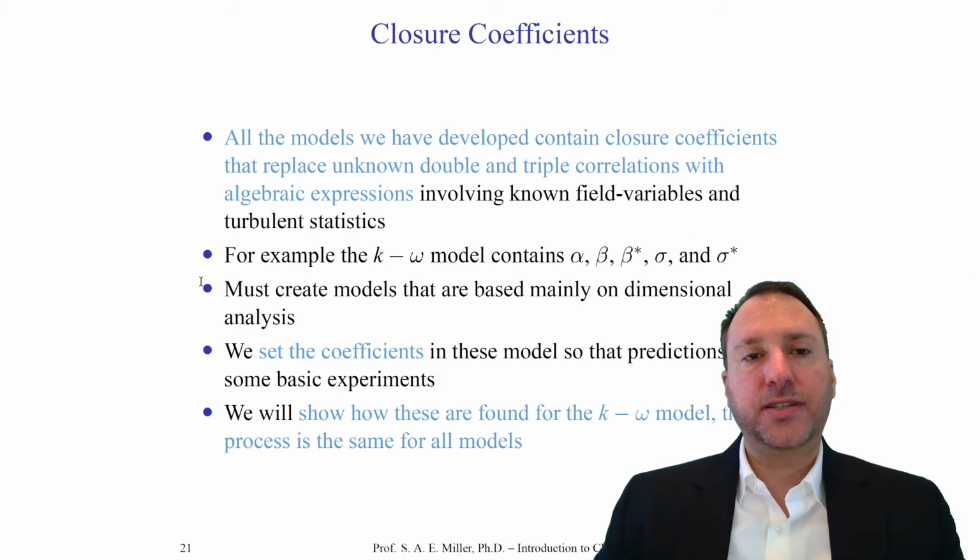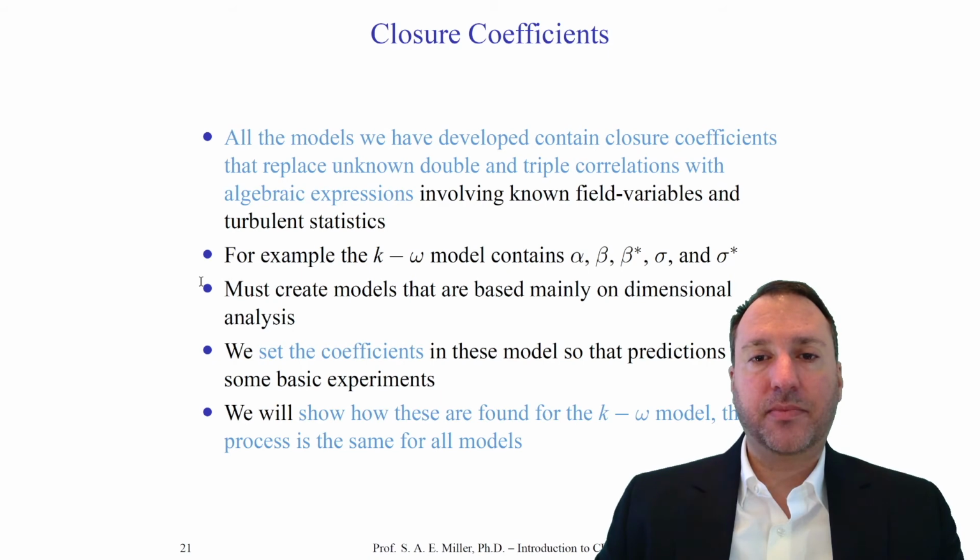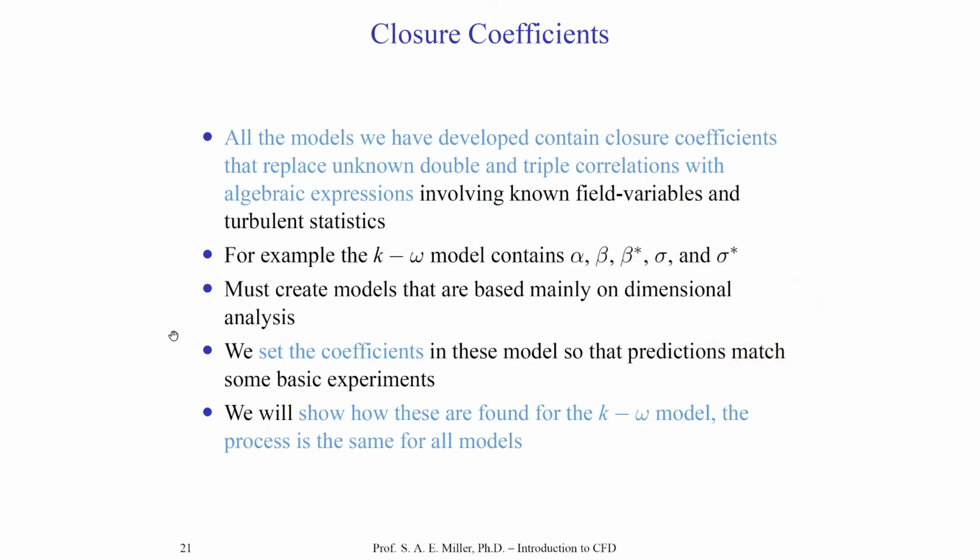Many of these coefficients and the algebraic models replacing them, and we could talk about this at length, have been derived on dimensional arguments and scaling laws. So we're setting these models and coefficients so that the predictions match basic experiments like shear layers, boundary layers, wakes, turbulent jets, backward-facing steps, and these are the types of flows we'll focus on in this class.